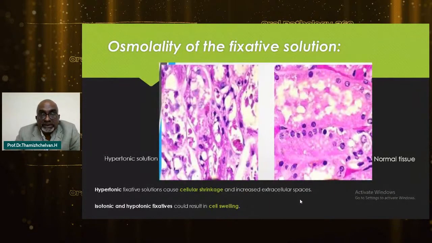Now, the osmolarity of the fixative solution is very, very important because either more or less can give tissue damage. So it is said that normally the osmolarity of the fixative should be kept in a proper way. Either more salts or fewer salts can cause distortion. On the left, you see a tissue with the hypertonic solution, which is completely changed, and the architecture is completely changed.